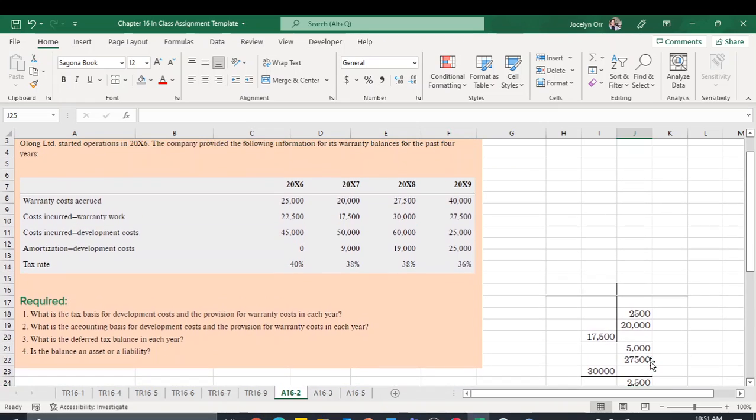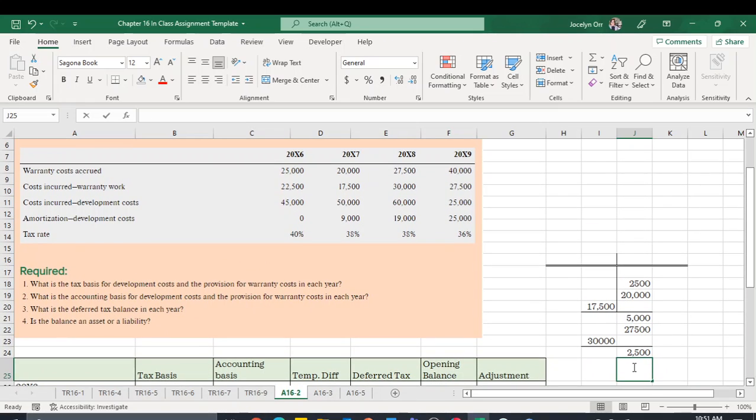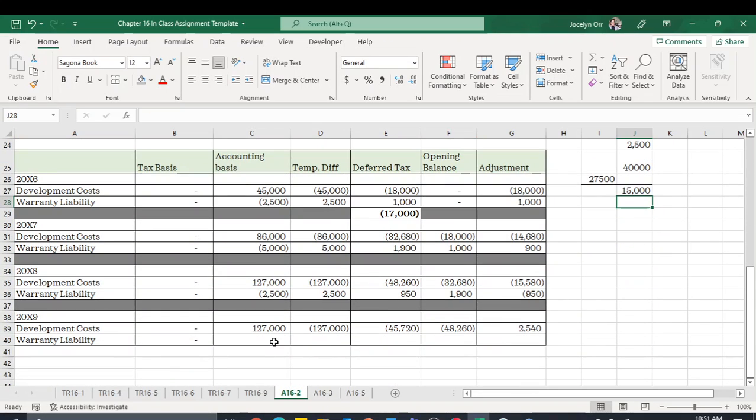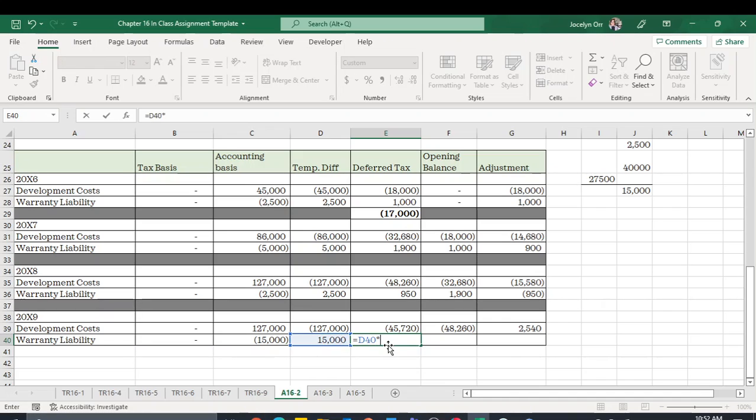My warranty had a credit balance of 2,500. We accrued another 40,000. Incurred another 27,500. My credits minus my debit gives me a credit balance of 15,000. Tax rate was 36%. I had a previous balance.